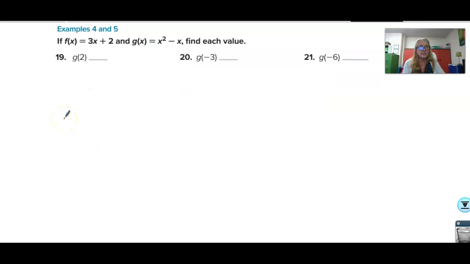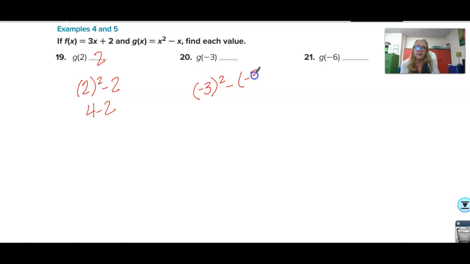Alrighty, now these are g's, so we're going to be using the g of x equation. Notice that the letters are g's here. So we have x squared minus x, so we would have 2 squared minus 2, which is 4 minus 2, which is 2. We would have negative 3 squared minus negative 3. Negative 3 squared is positive 9, and minus a negative is the same as adding a positive, and 9 plus 3 is 12.